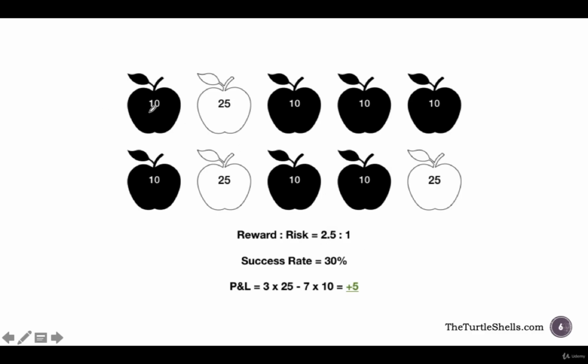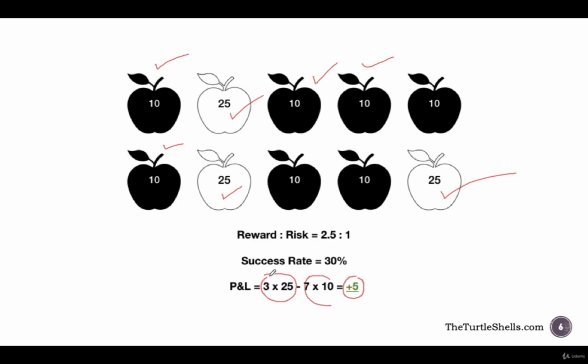So if you lose 10, let's say, you gain 25. Let's say 3 out of 10 you get right and the remaining 7 you get wrong. For every trade you get right, you make 25 units profit, and for every trade you get wrong, you take a 10 unit loss. So total 75, 25, 25, 25. That's a total of 75. Minus the money you've lost: 1, 2, 3, 4, 5, 6, 7, so 70. So plus 5, you're still making money.